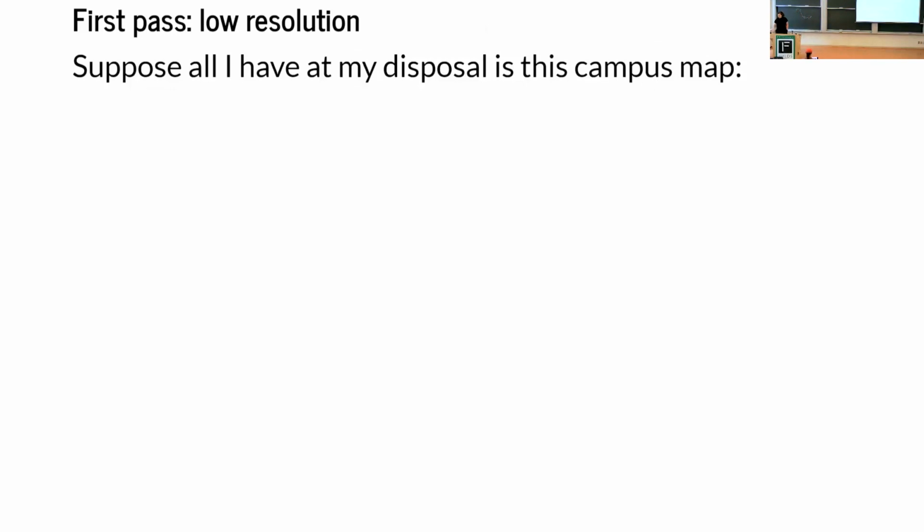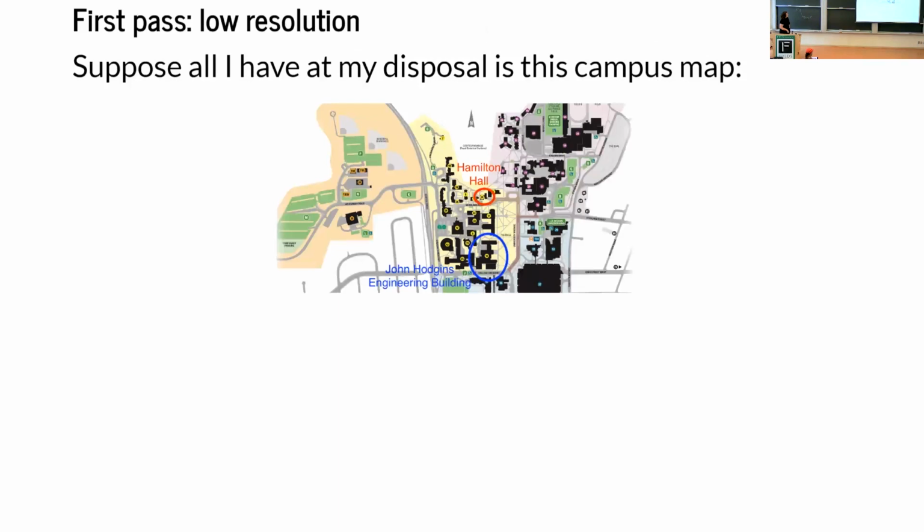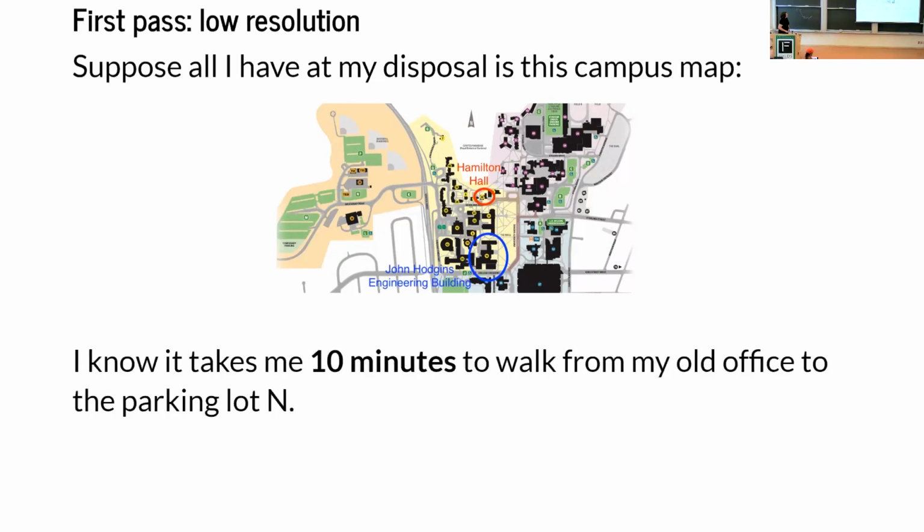So maybe the only resource I have at my disposal is this map, which unfortunately is very tiny here. But this red circle is where my office was, and this blue circle is where the lecture hall was. So I'm looking at this map and I'm like, I don't know how long this would take me. But what I do know is it takes me 10 minutes to walk from this red circle to about maybe here.